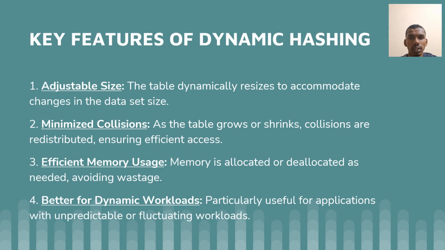Let us see the key features of dynamic hashing. Number 1, adjustable size. The table dynamically resizes to accommodate changes in the data set size. Number 2 is minimized collisions. As the table grows or shrinks, collisions are redistributed, ensuring efficient access.